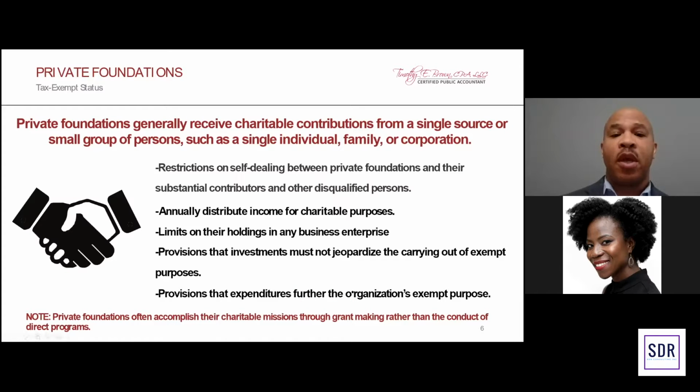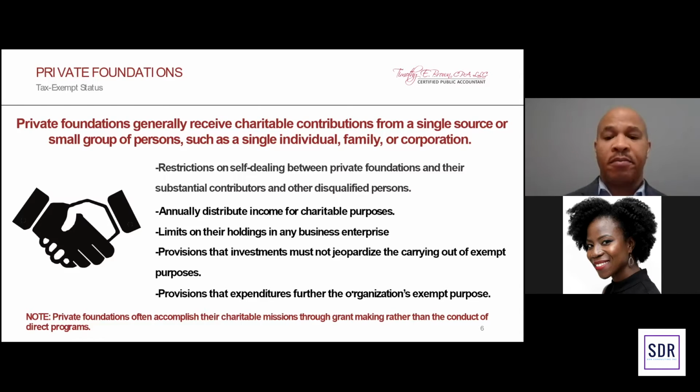All right. Here we'll go quickly through some of the things about private foundations, because they put a lot of limitations on a private foundation so that individuals don't take advantage of the various laws that are in place. As we stated, they generally receive their funding from a single source, such as an individual, family, or corporation. Then you have some of the criteria: restrictions on self-dealing, you must annually distribute income for charitable purposes, limits on holdings, and investments must not jeopardize the carrying out of the charitable purpose.